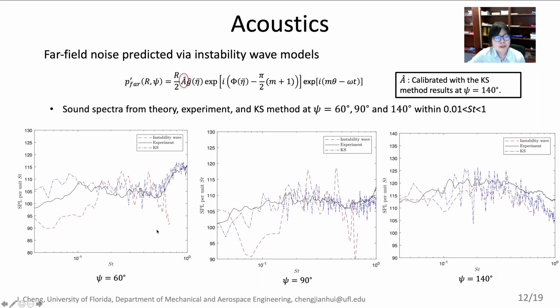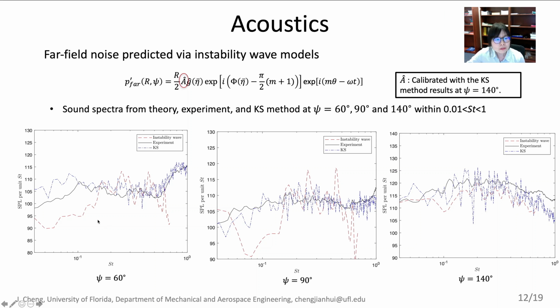Next, we show the far-field noise predicted with instability wave models. The amplitude can be calibrated with the CHAOS method at 140 degrees, where the noise source is dominated by large-scale turbulent structures. These three figures are also the sound spectra at similar angles, with Strouhal number less than 1.